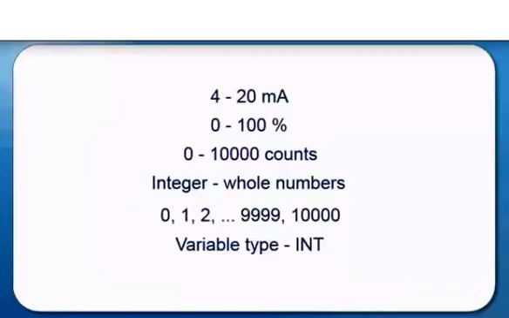If we consider a 4 to 20 milliamp signal that is used to transfer the value of the process to and from the PLC, this we can call 0 to 100%. The PLC is going to change this value into 0 to 10,000 counts. The counts are stored in variables in the PLC that have a type called int, which means integer. Integers are whole numbers.